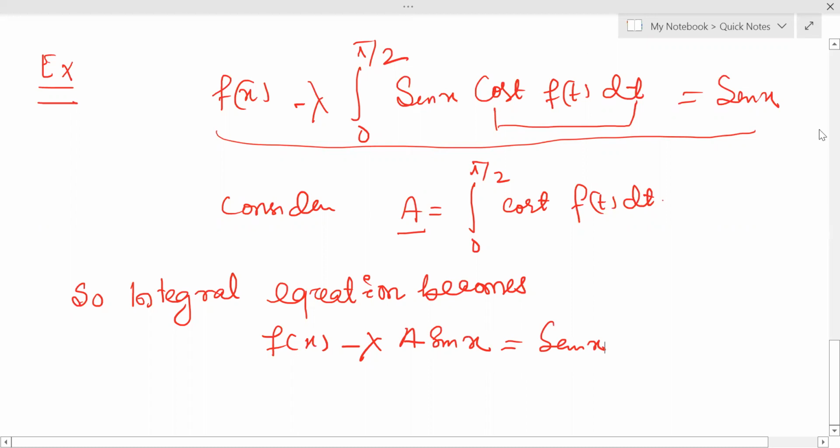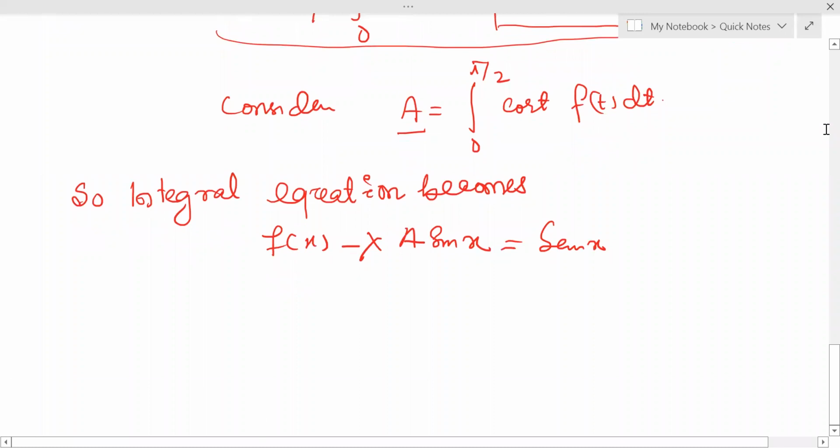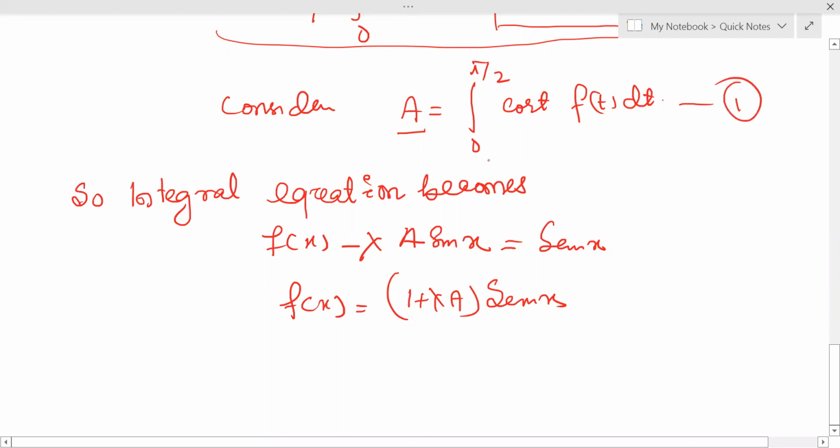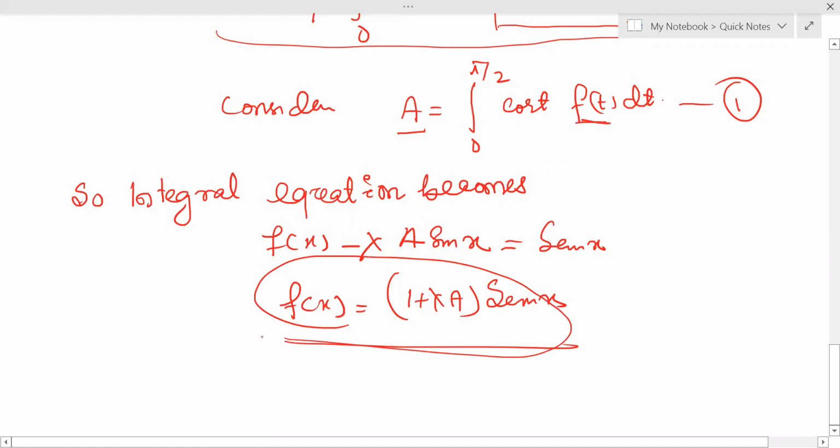So just taking the right side of this function again, f(x) = 1 + λa sin x. We substitute the value of f(x) into the equation we considered earlier: f(t) dt goes into this equation. So f(t) becomes 1 + λa sin t. Just in this equation you can substitute.